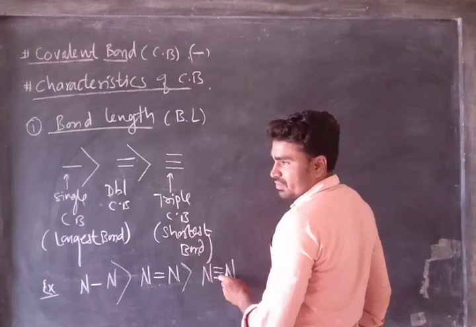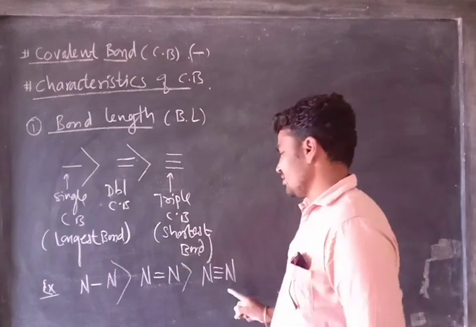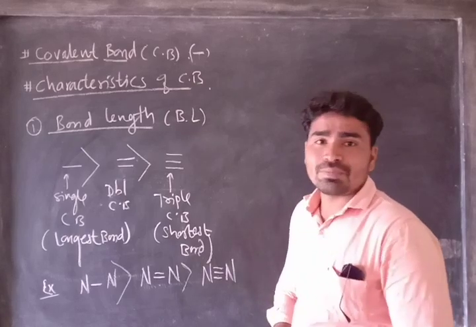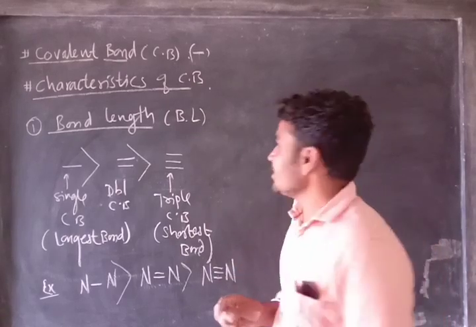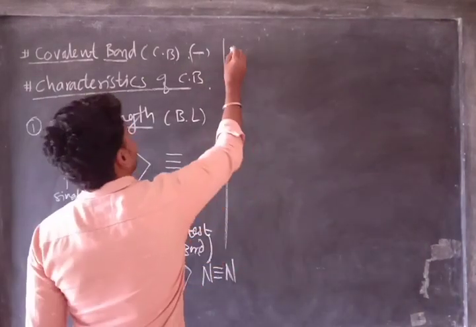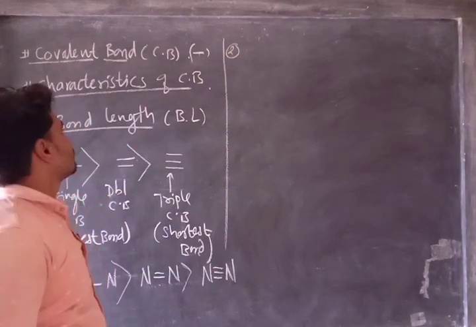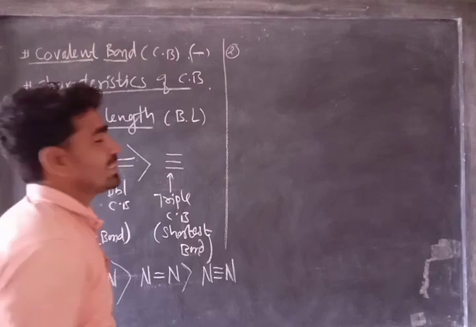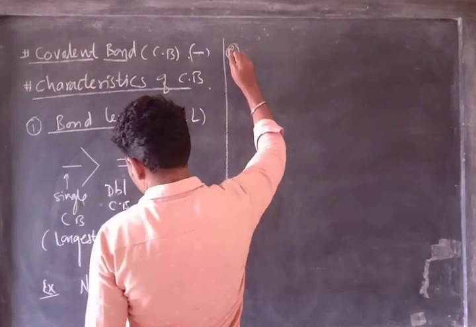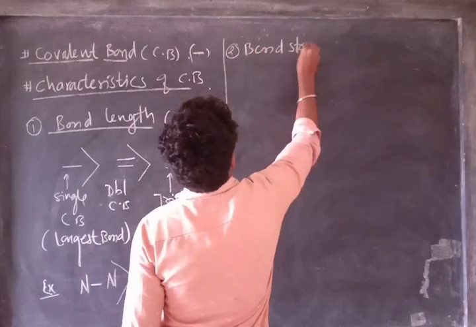And like this, the bond length decreases. This is the longest bond, this is the shortest bond. So this is one of the most important bond parameters of the covalent bond. After this, we have another bond characteristic, that is, we can say bond strength.